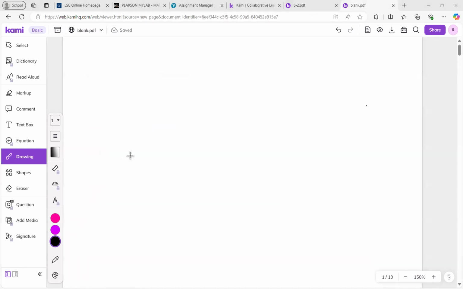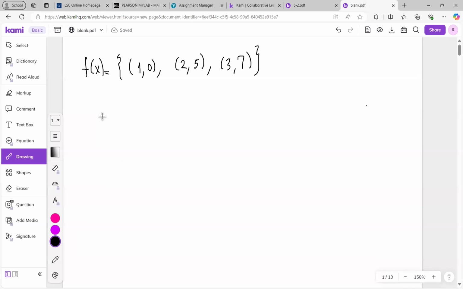Let's say I have this f of x, and let's say it's a set of ordered pairs: when x is 1, y is 0; when x is 2, y is 5; when x is 3, y is 7. Let's say this is a very basic function expression.